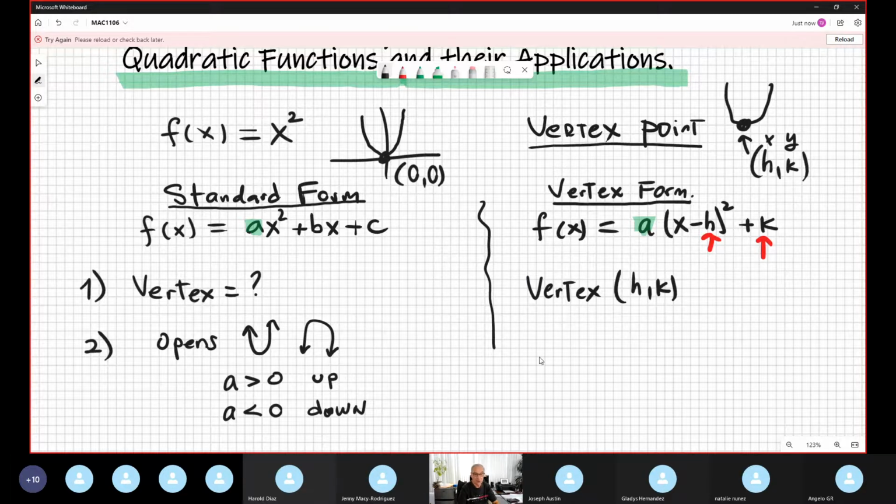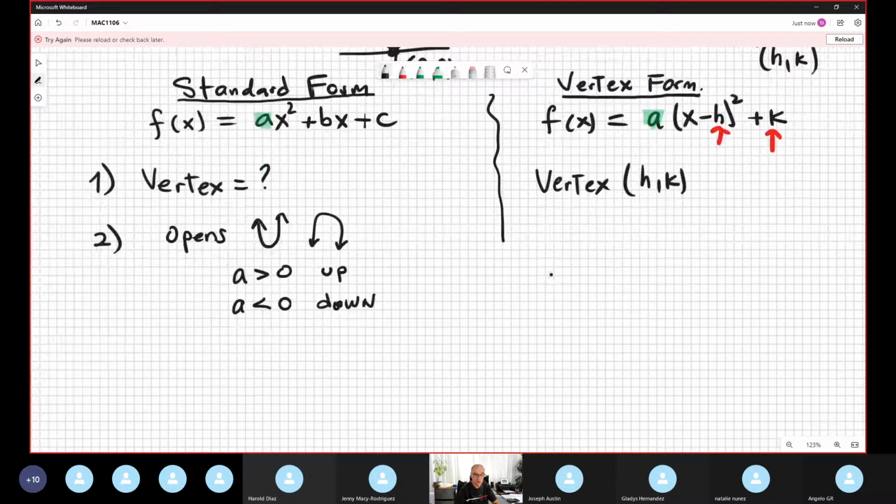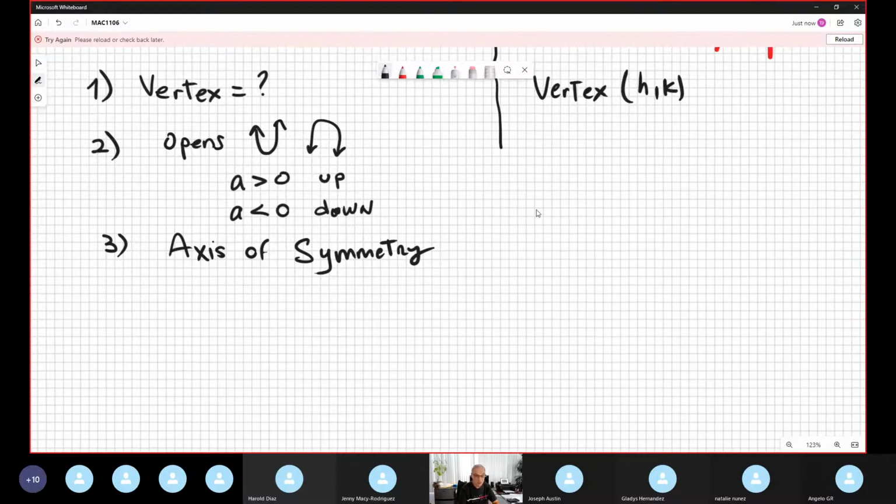Okay, number three, an important thing you need to determine is symmetry. Actually, it's the axis of symmetry. Let me erase this. Axis of symmetry. What is that? It's easy. It's always a vertical line. A vertical line that can split the parabola in two equal parts.